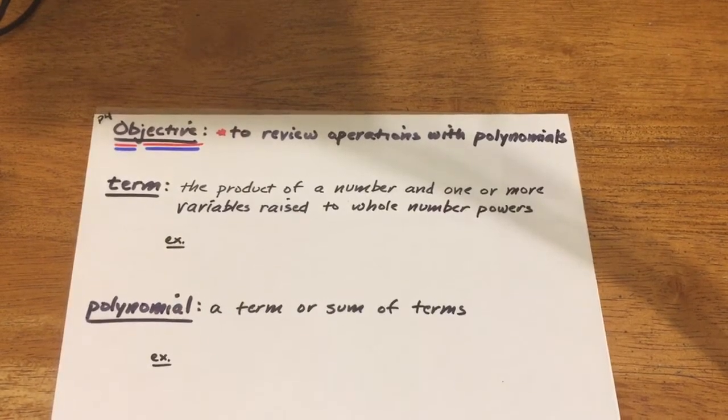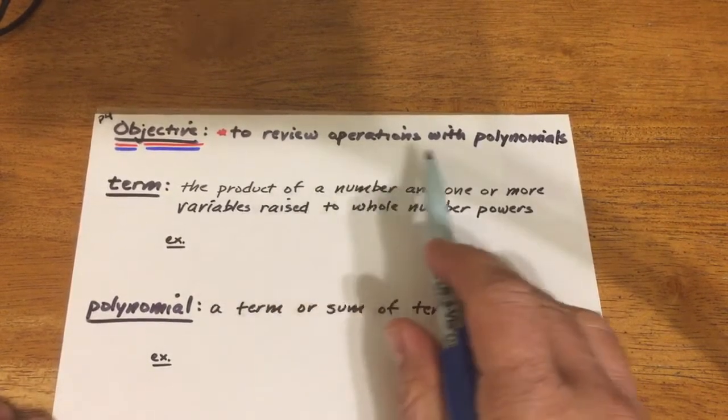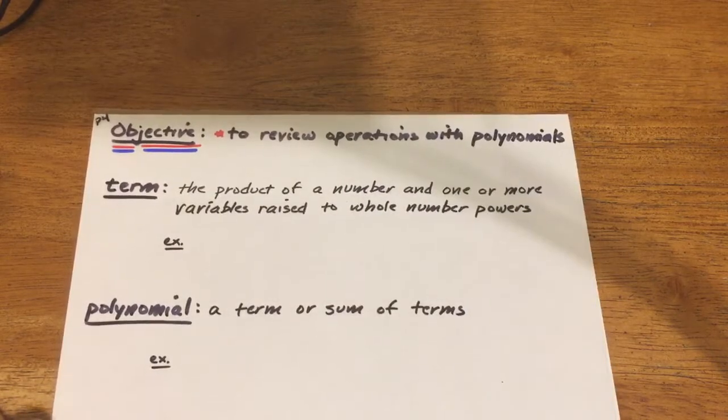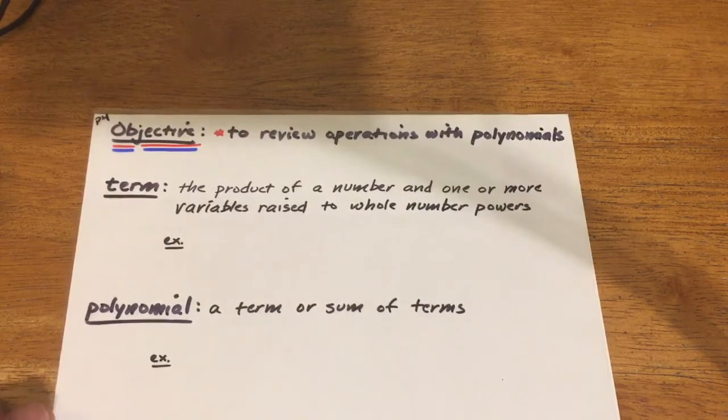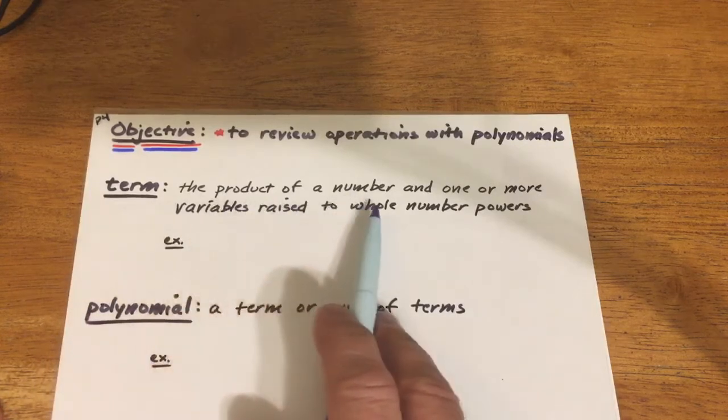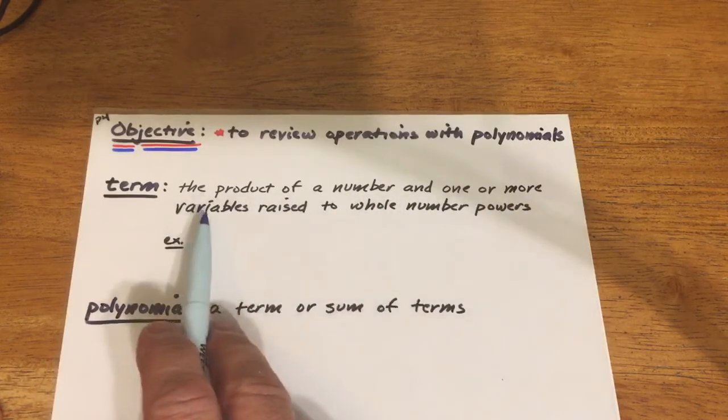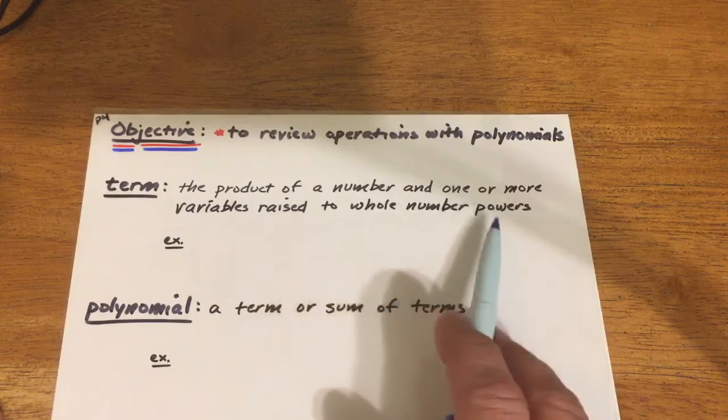Okay, ladies and gentlemen, just a quick review of operations with polynomials. A little bit of terminology first, then we'll dig into the operations. A term is the product of a number and one or more variables raised to whole number powers.